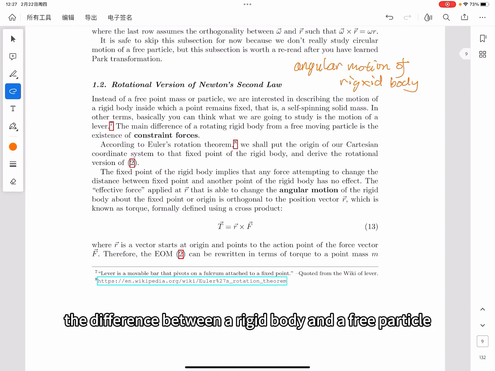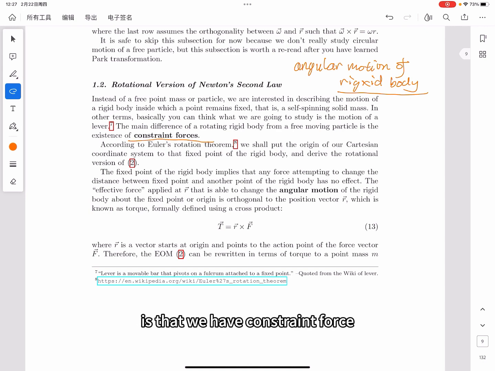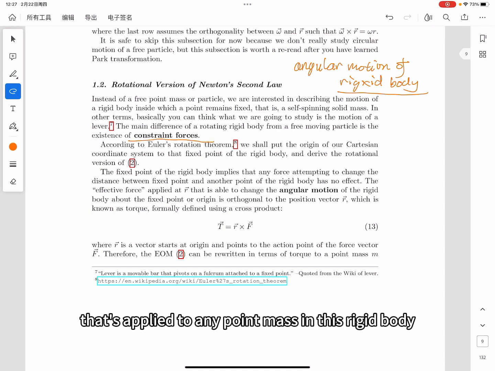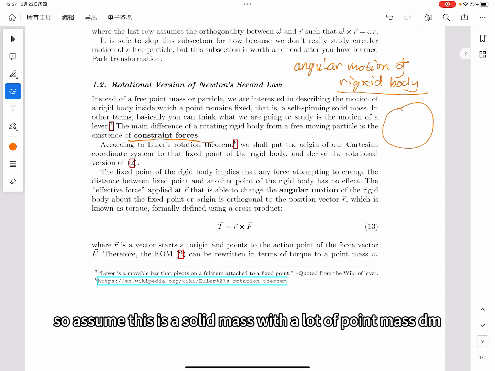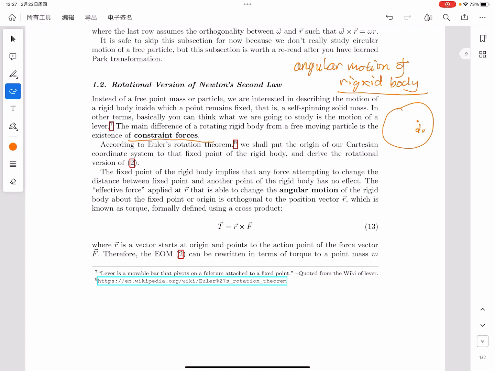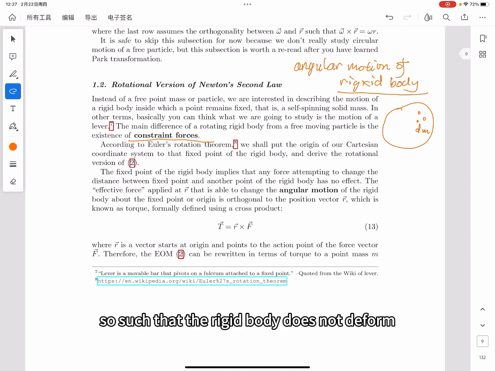The difference between a rigid body and a free particle is that we have constraint force that's applied to any point mass in this rigid body. So assume this is a solid mass with a lot of point mass dm here. So dm has some neighbors. Those neighbors are really applying some constraint force to make sure dm stays in place, such that the rigid body does not deform.